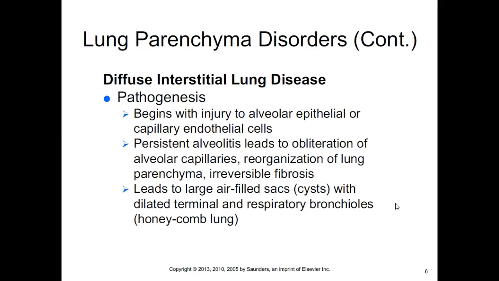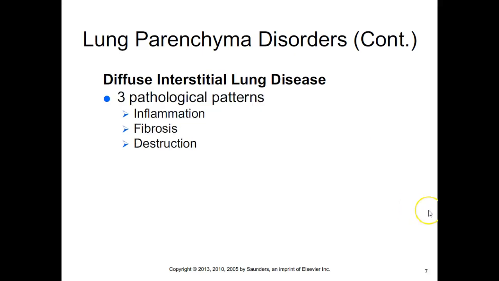So also you're going to see maybe large filled air sacs, we call cysts, and then some dilated terminal and respiratory bronchioles, so that we have a honeycombing of the lung. All right, so 3 pathological patterns. So you're going to have inflammatory, fibrotic, and destructive, right?